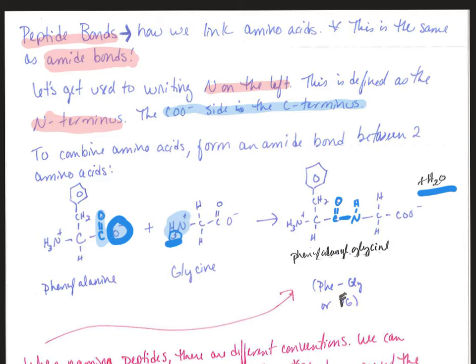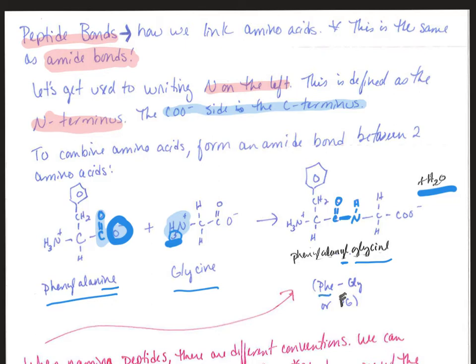Now, this would be phenylalanine and glycine. And when we're naming these guys, we just kind of combine these things. But we take off the INE at the end of phenylalanine and we replace it with YL. So this kind of sounds funny, but it's phenylalanyl glycine. So you do that for the first word or anything that's before the last word. You take off the INE and put YL. Or we can use abbreviations.